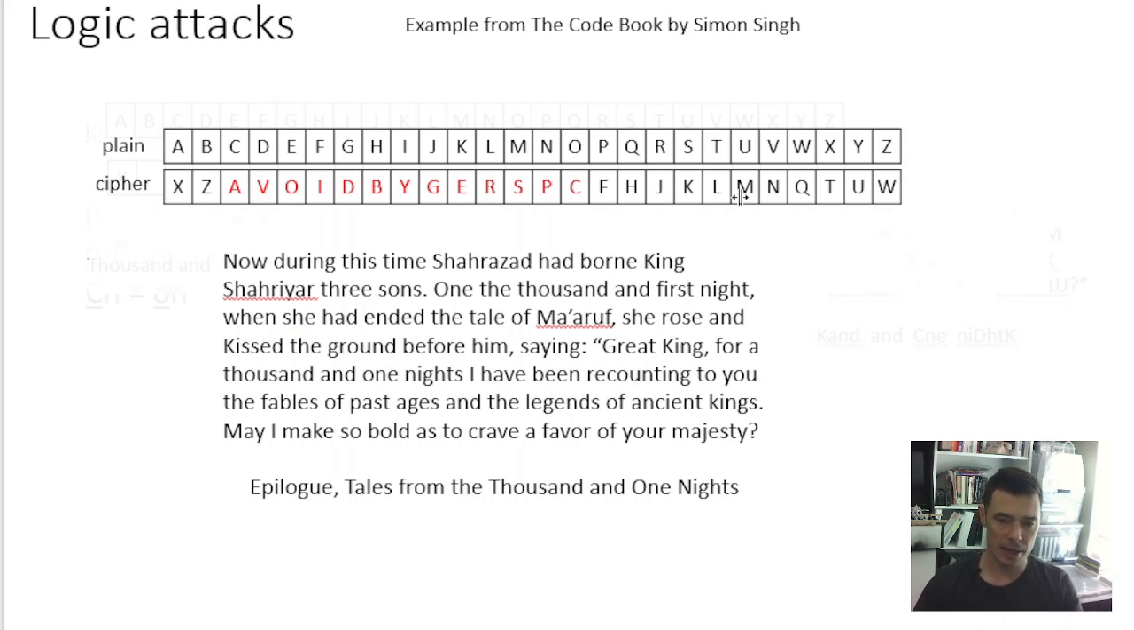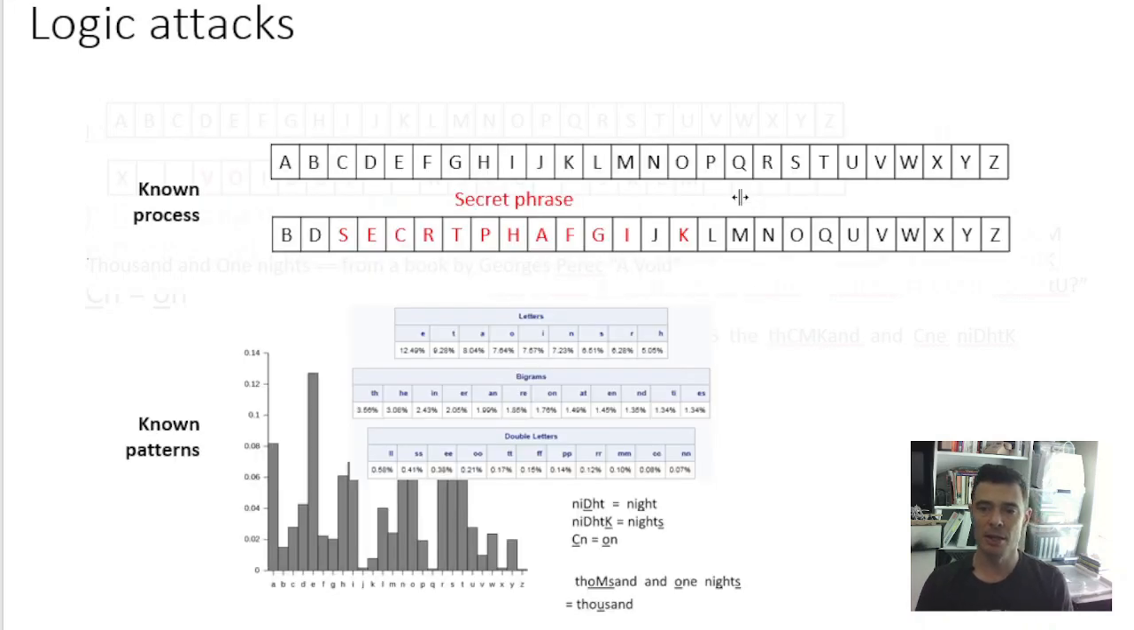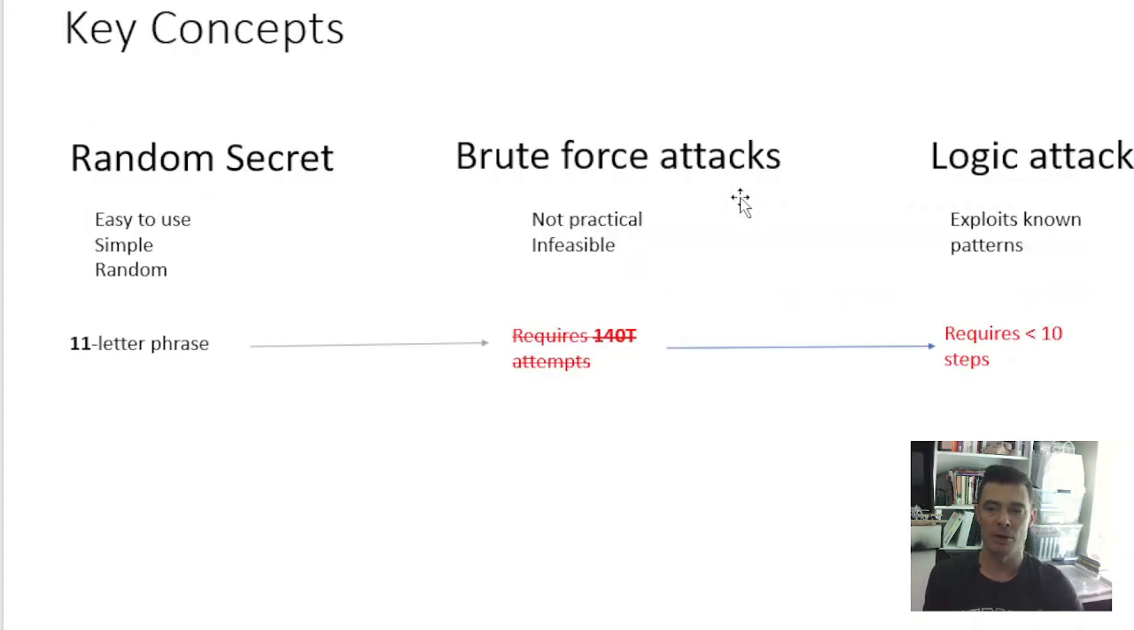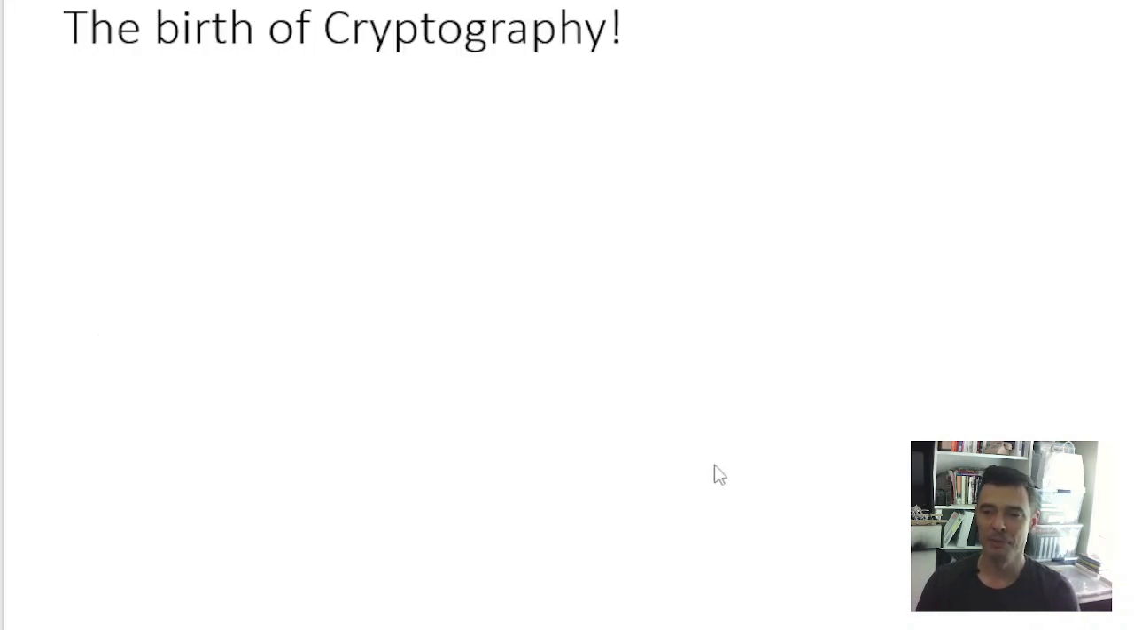And that's what we've been able to reverse engineer and arrive at the plain text in less than 10 steps. So the logic attack takes advantage of all of the predictions and all of the patterns we know that are there, and predictions we can easily make off them. And a logic attack really just lets us bypass the brute force option. I mean, it went from 140 trillion back down to 10.